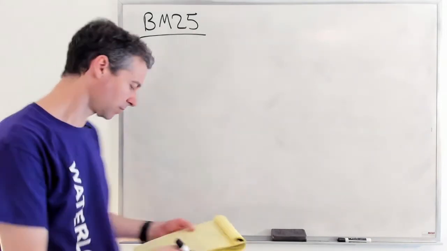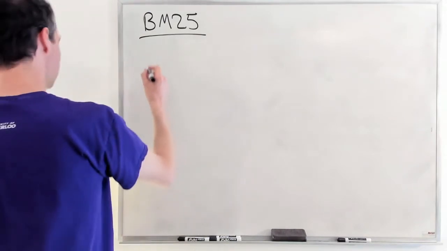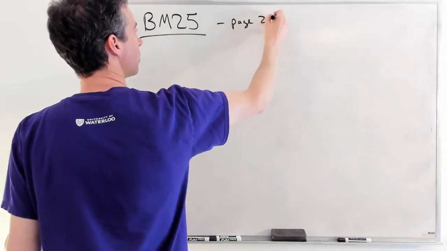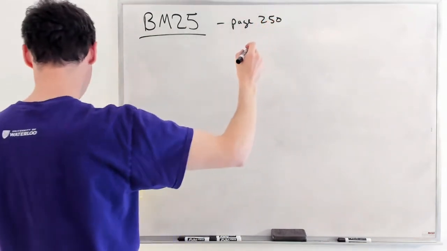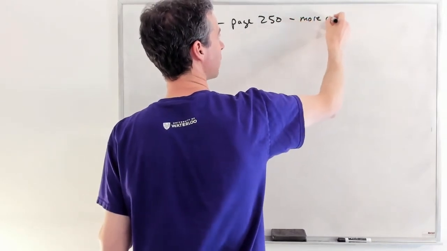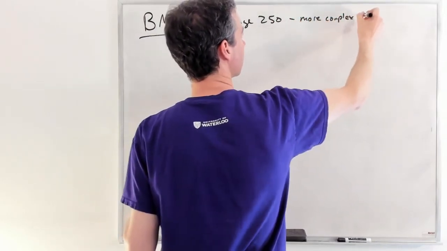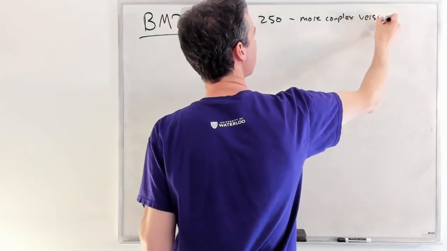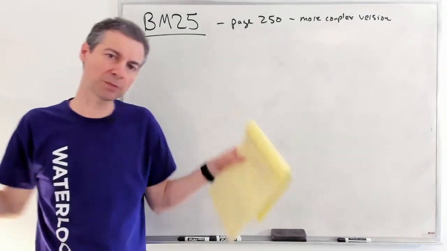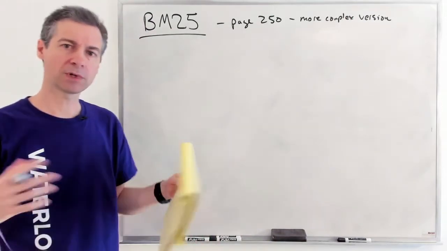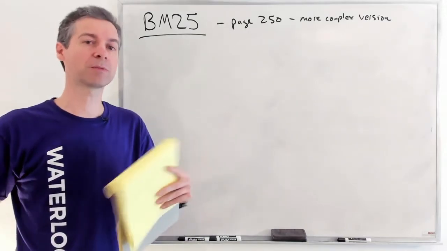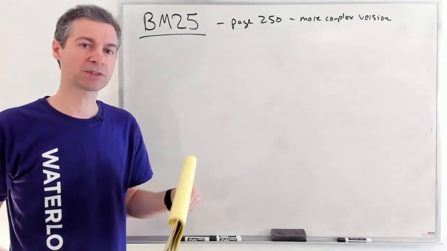I'm going to make a note also that on page 250 of the book, it's a more complex version of the formula. You do not need this more complex version. The more complex one is the complete BM25, and it's relevant when you have a notion of, oh, I know something about, and I know some relevant documents.